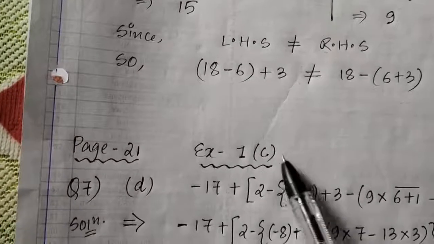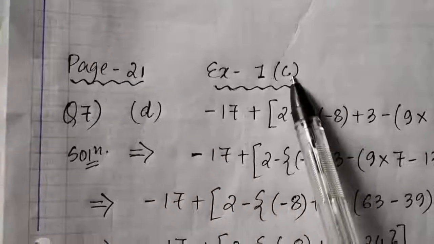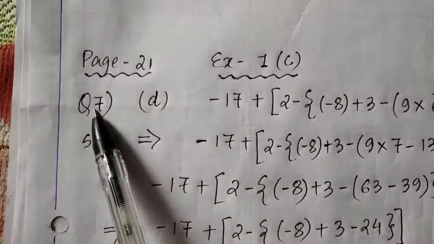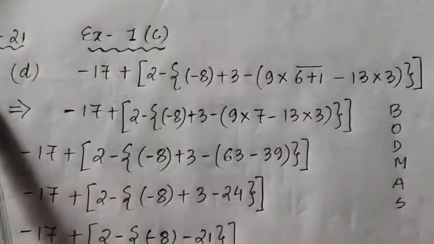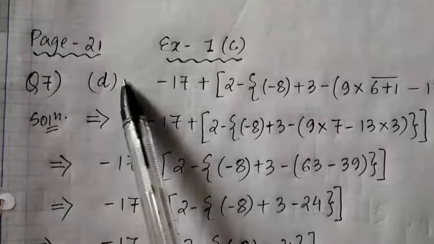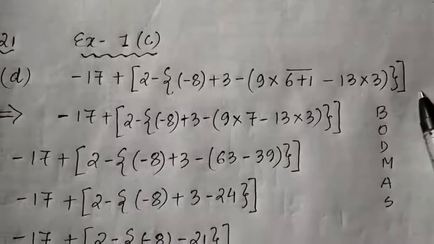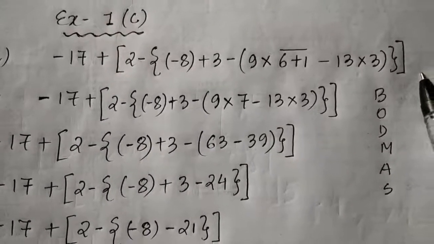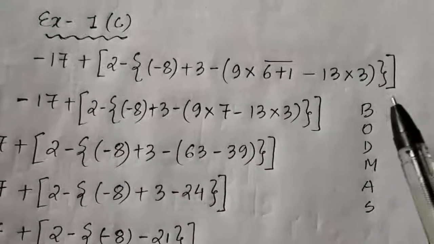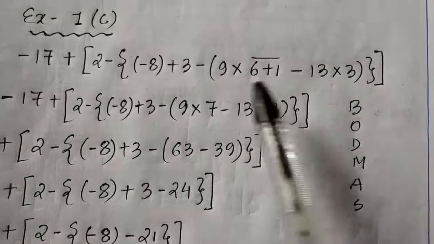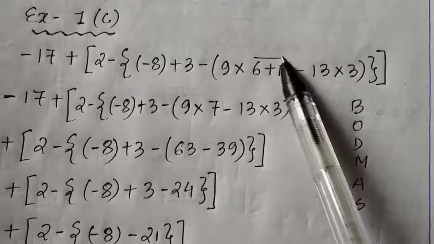Next, the next exercise which I've taken is from exercise 1C, that is page number 21, question number 7. In this question we have to solve the given expression by using the BODMAS rule. So here I have taken question number 7, part D. This is a big expression which is provided over here. We have to solve it. So first we will write down the BODMAS, and first we will see the bracket. We have curly bracket, square bracket, line bracket. So first we will solve this line bracket.